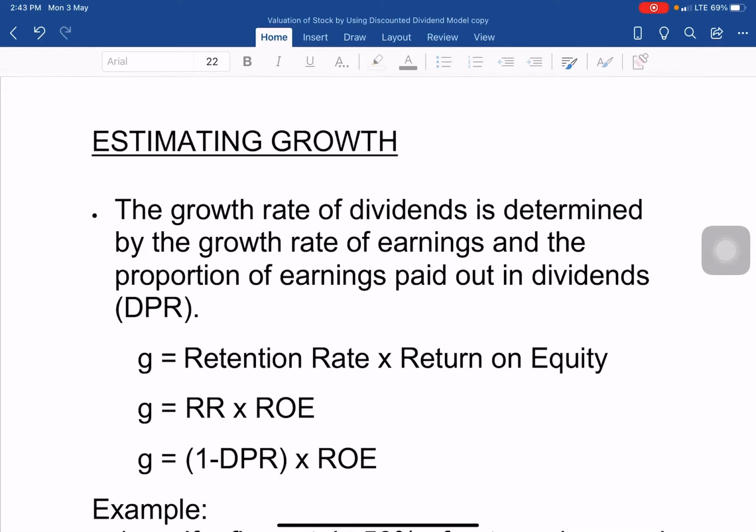Assalamualaikum. So this is the second part of the stocks evaluation. In this video we are going to look at how to estimate the growth rate.